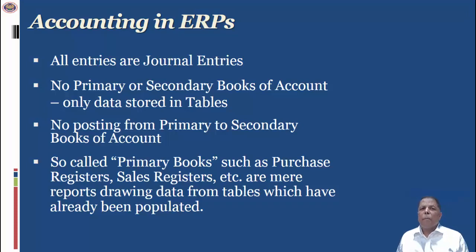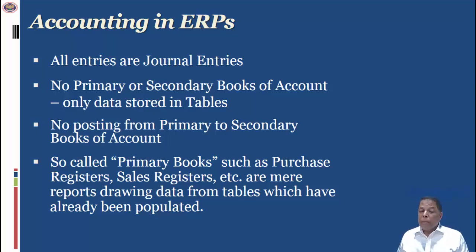So the so-called primary books of accounts, if we ask for those primary books of accounts, they are not primary books in the true sense, but they are actually extracting data from tables where the data has already been stored. So if I want a purchase register, a report is written to say, pick this thing from this table, pick this thing from this table, print out in this particular format, and that's the register we get.